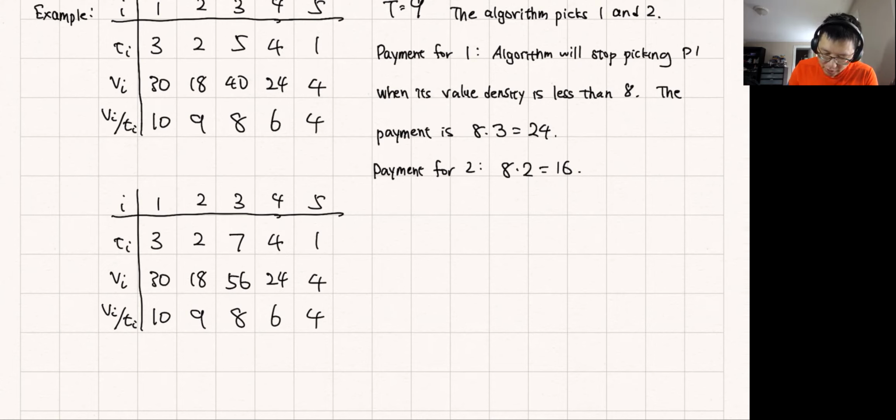So the algorithm this time will still pick number 1 and number 2, and it stops at number 3, because that will give you more than 9. But at this point, you see that 56 is greater than 30 and 18 combined. So the algorithm picks only 3.